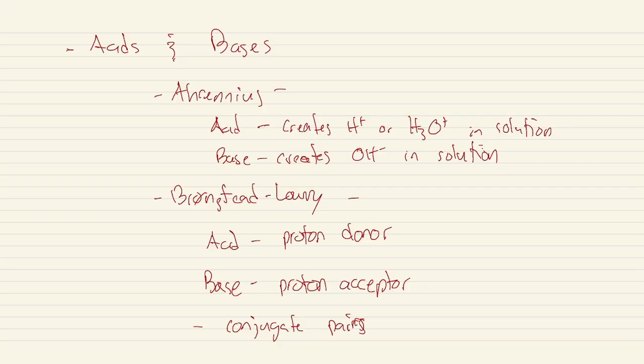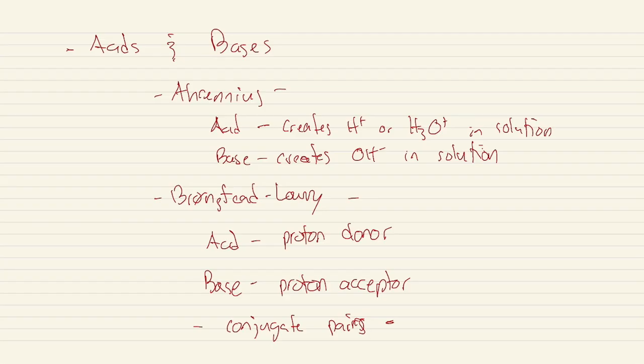Right? And the conjugate pairs were basically if something donates or accepts protons, what's left over would just be the conjugate inverse to whatever it was. So if an acid donates a proton, what's left over, its anion, would be the conjugate base, right? And vice versa, if a base accepts a proton, what's left over after you do that is the conjugate acid, right?